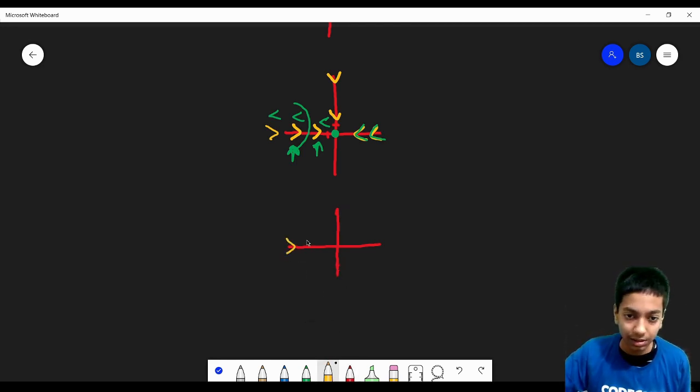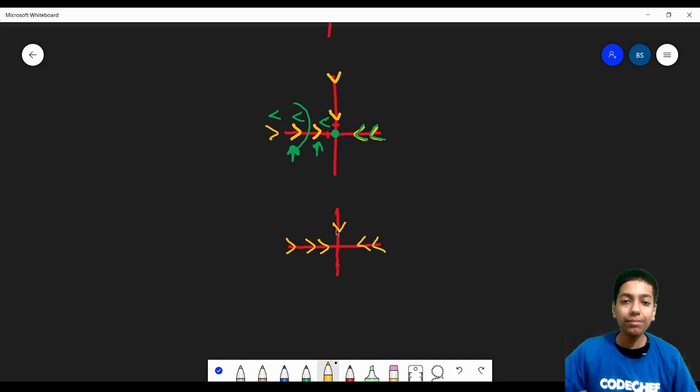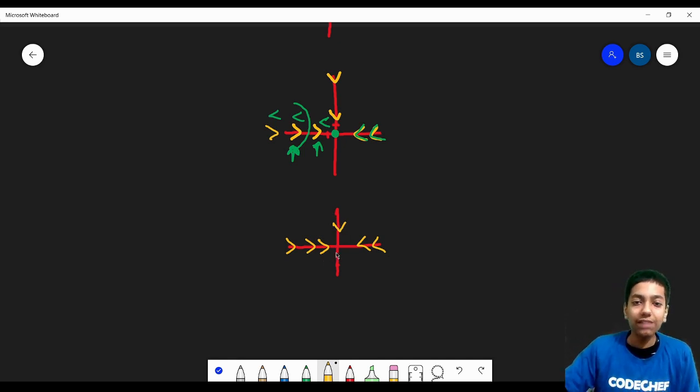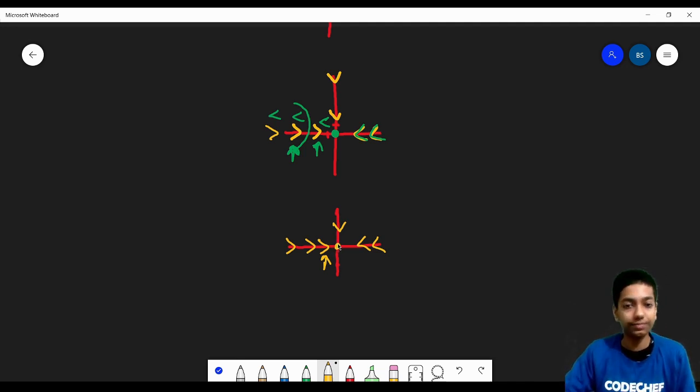So if these were the three ants, right? And this was another ant, and there are two ants here. So I am initially going to take the ant which is closest to the origin, right? So first I'm going to take this ant, only then I'll take care about these ants on the left. So this is the closest to the origin. So what this basically implies is that it will reach the origin first.